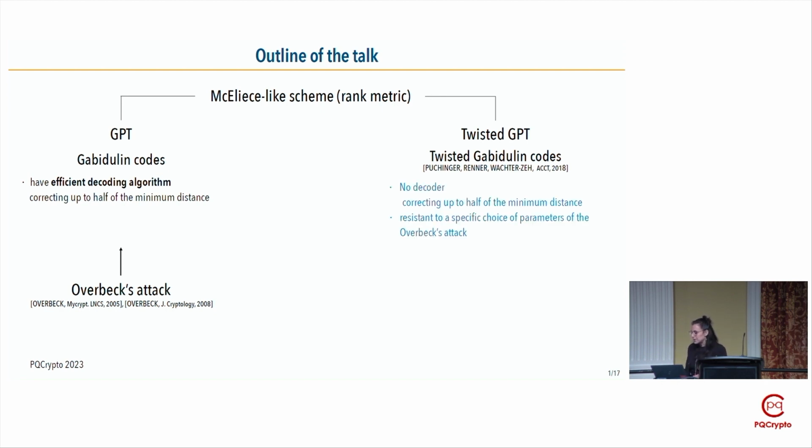But this proposal had several issues. The first one is that it was only partial, in the sense that they didn't provide any decoder, and in particular any decoder correcting up to the half of the minimum distance of the code. And we will see that Twisted GPT is resistant just to a specific choice of parameters of Overbeck's attack and not to the general version of this attack.